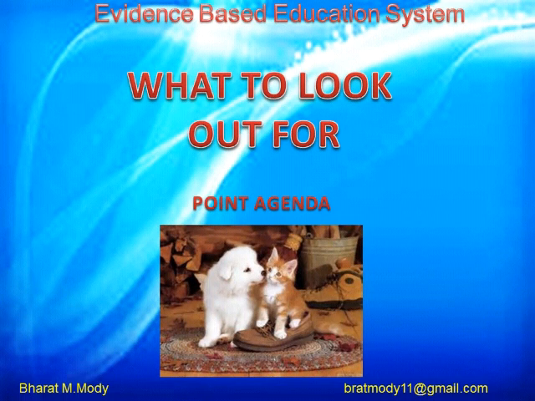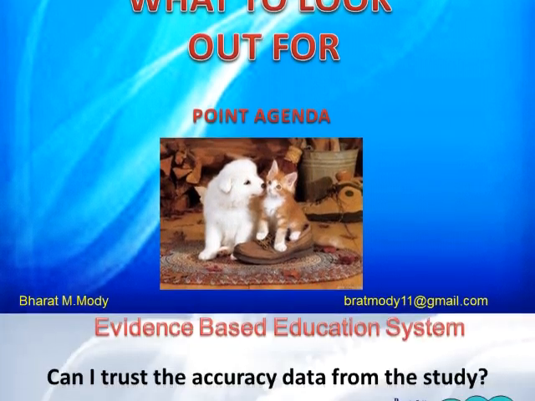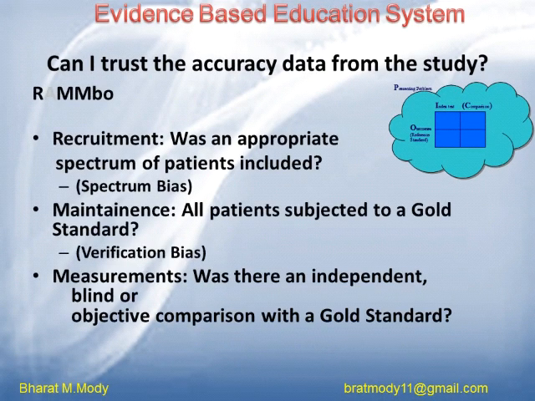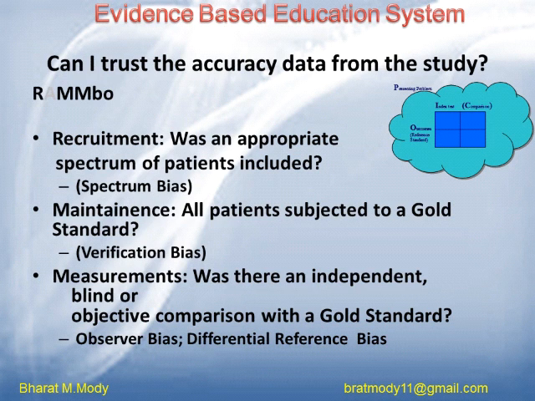Now let us see what we look for. Let us see the agenda which is there for us. Can we trust the accuracy from the study? So you have to use what is called RAMBO. The first three parts, RAM: recruitment, maintenance and measurements.